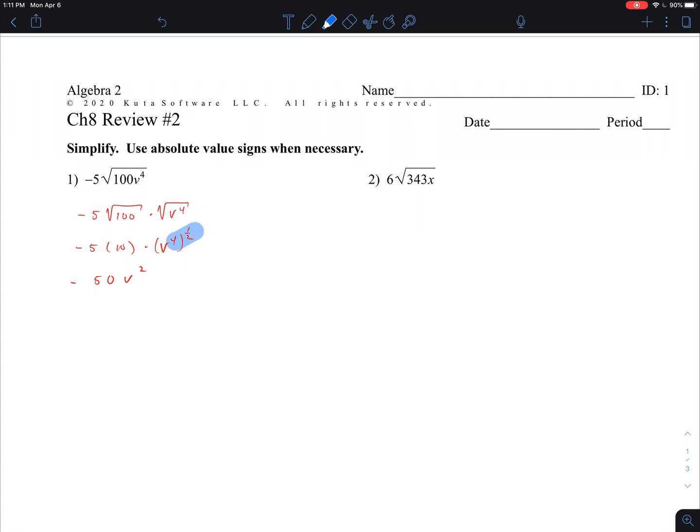Because a power raised to a power, you just multiply the exponents. So what's a half of 4? 2. And that's our answer.